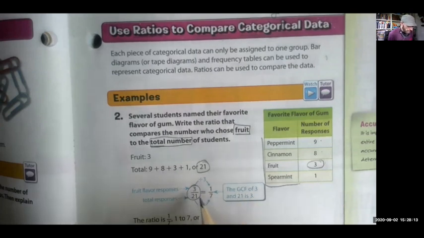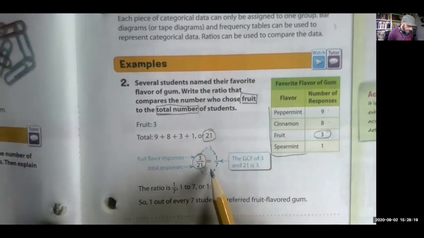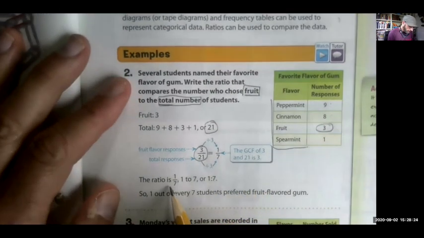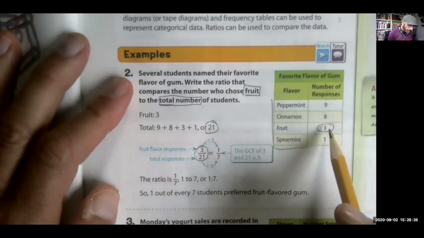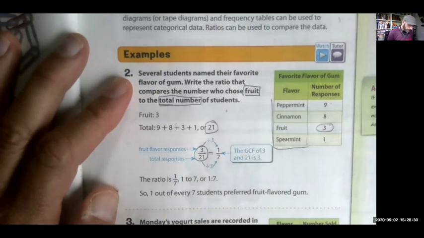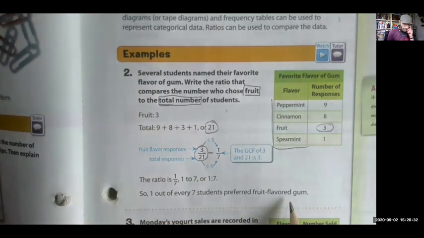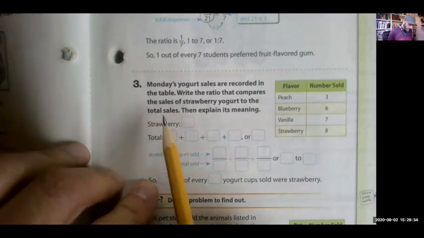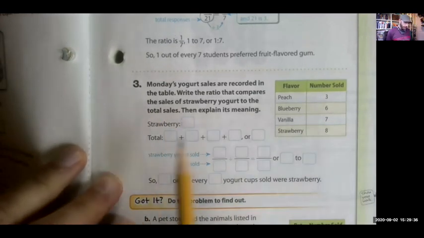chose fruit. Can we reduce this? Yes, we can. We divide both sides by 3, and our answer is now 1 over 7. Got it? So 1 over 7 is the ratio of fruit choosers to the whole thing. Got it? So 1 out of every 7 students preferred that gum. All right, so now let's look at number 3 down the page, and you get to try this one yourself.